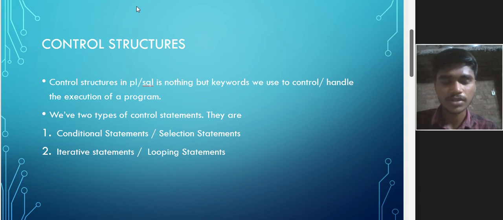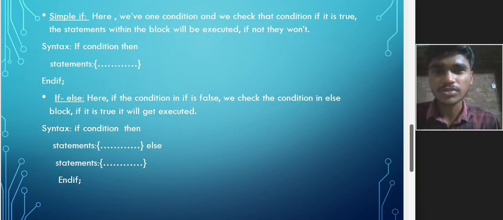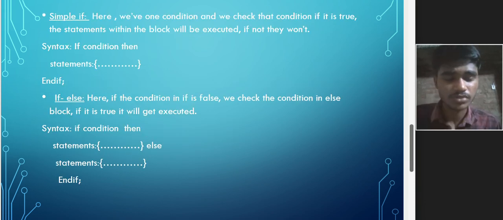There are mainly two types of control structures. The first one is conditional or selection, and the second one is iterative or looping statements. The conditional statements are statements which, based upon the condition, select some statements to get executed. In the selection statements, we select what to execute based on the condition, and in iterative statements, we repeatedly execute what we need to execute. So this is the basic outline.